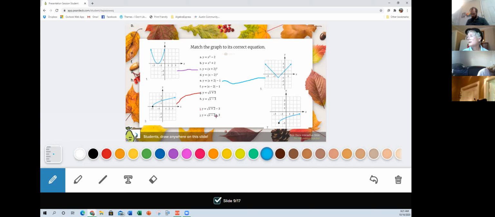Okay, so on this one, we know that this is going to be a square root function. So it's going to have to be G, H, I, or J. It's shifted to the left 2. So inside the function, we're going to have a plus 2. And then it's shifted down 3. So outside the function, we'll have minus 3. So this one should be y equals the square root of x plus 2, and then minus 3 on the outside of the function. Any questions about those?